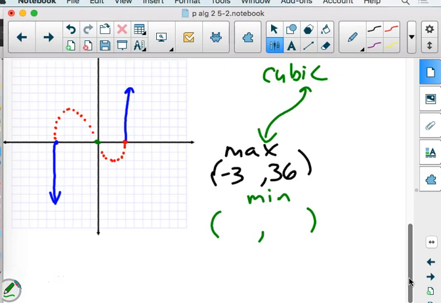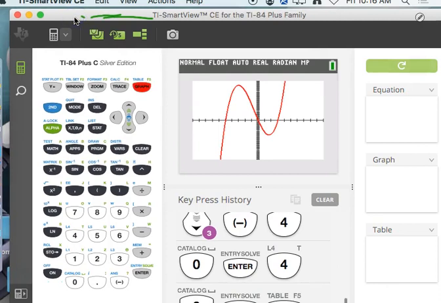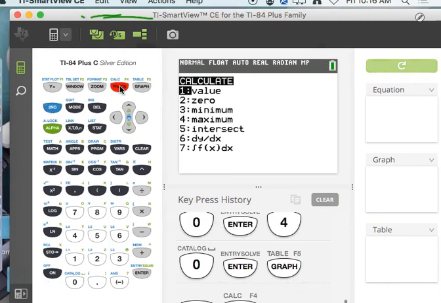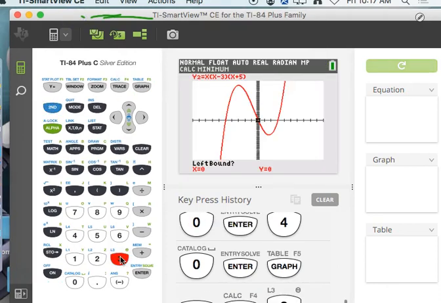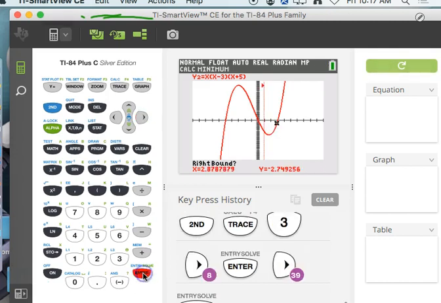Let me do it up here so we can see if you're getting the same thing. All right, so second trace, number 3, the min. Let me split these in a little bit better position this time. Left side of the valley. So 1.7, negative 14.8.